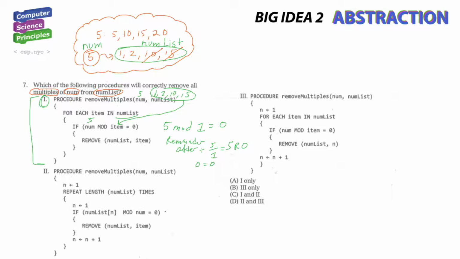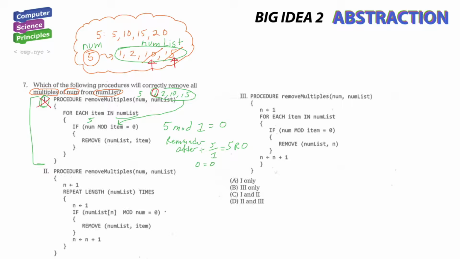But should it be removing 1? That's the big question. Should we be removing this first item from the list? Because the question says which of the following procedures will correctly remove all multiples of the number from the list. Well, 1 isn't a multiple of 5. It might be a factor, but it's not a multiple. And so this wouldn't do the correct thing, because it would remove 1 when really up here we see we only want it to remove the 10 and the 15. And so I is not one of the correct answers.